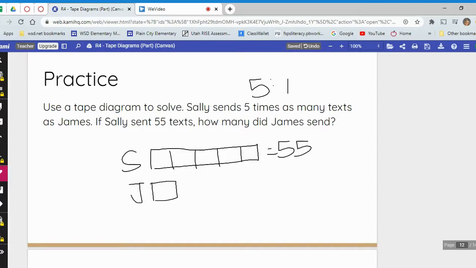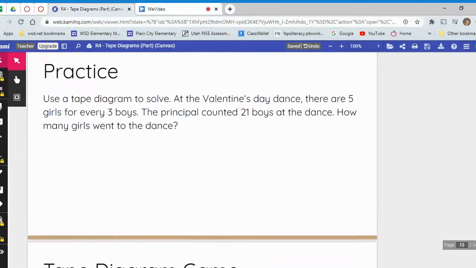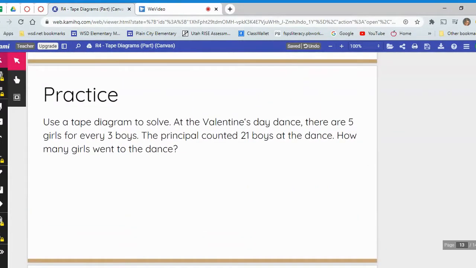so 55 divided by 1, 2, 3, 4, 5 gives us a piece size of 11. So how many did James send? Well, nothing to multiply it by. It's just 11 because there's only 1 section. Okay. Again, try this one and then press play when you're ready.